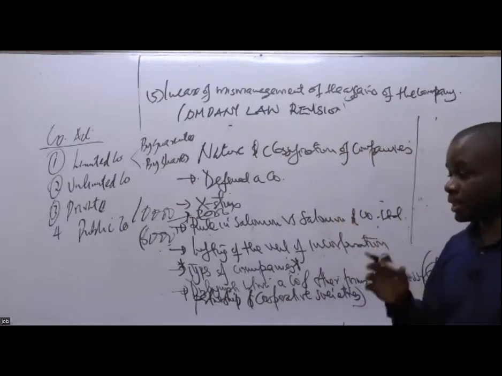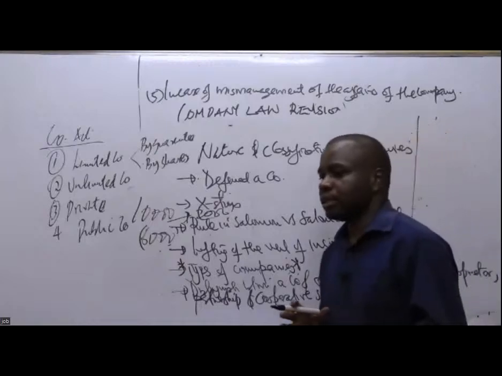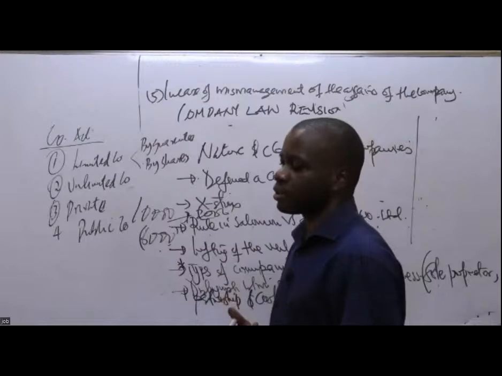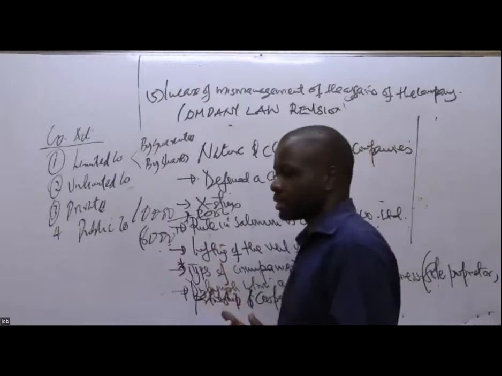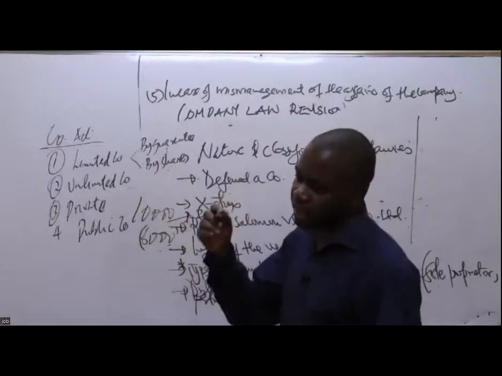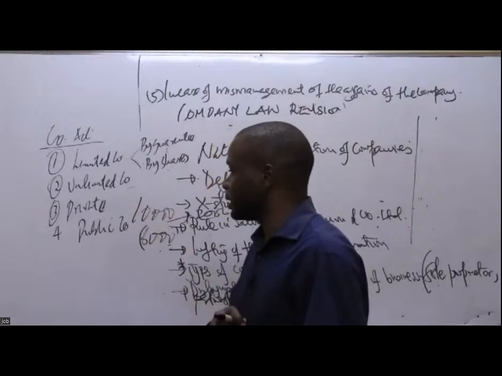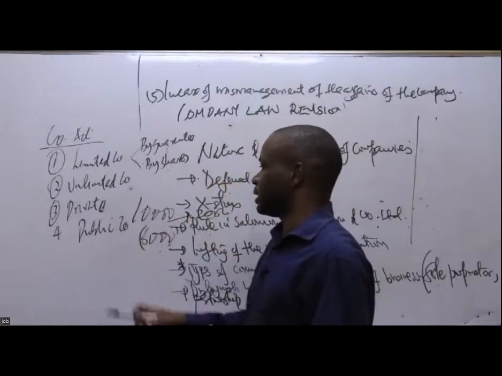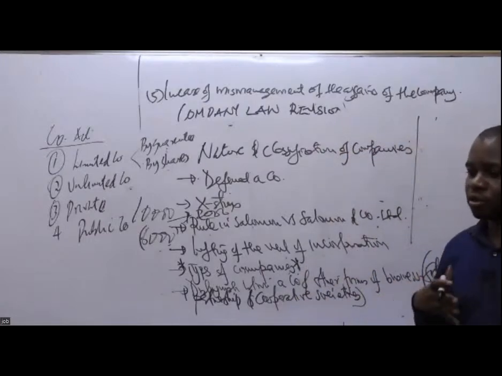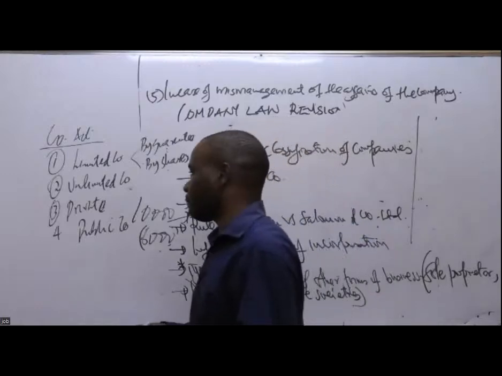If it is unlimited, it is where your liability as a member is not limited. If the company is liquidated, they can even go to the extent of attaching your personal assets. In the limited case, they won't attach your personal assets because there is a limit. It can only go up to a particular extent. But if it is unlimited, they can attach your personal assets to be utilized to pay the liabilities of the company. That is what we mean by an unlimited company.